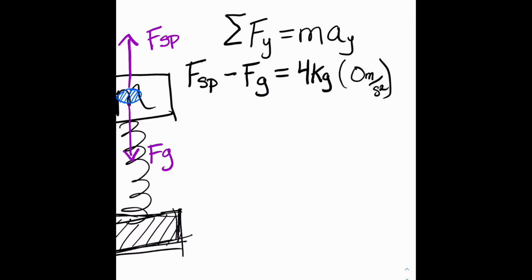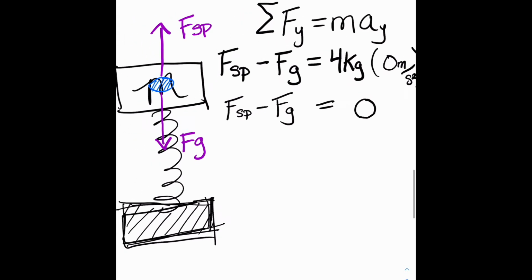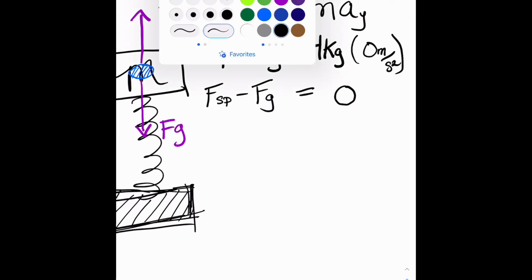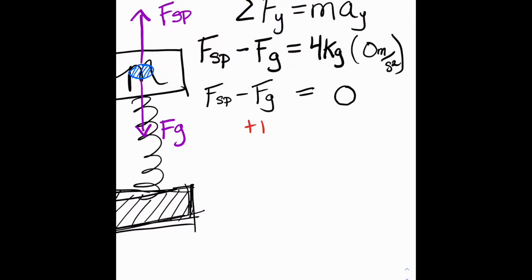All right, and what we can see from this is that 4 times 0 is just going to equal 0. So on the left side, we'll still have force spring minus force gravity. So hopefully you're getting used to that, right? That F_sp means force spring, and F_g means force gravity. By finishing this equation, we can go ahead and add this F_g over to the other side.